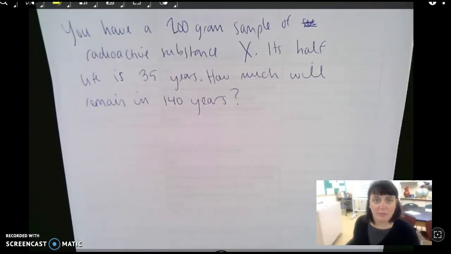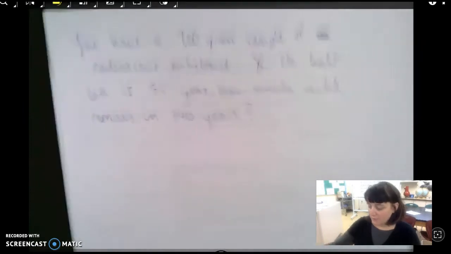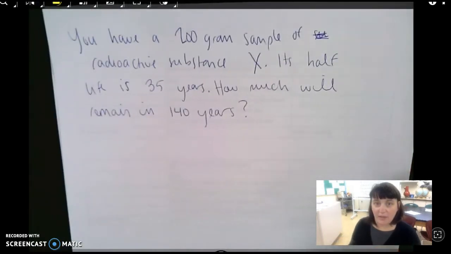Hey everyone, I'm just here to help you review some of the half-life problems that we've been going over. I'm using a little webcam here, and I'm just going to go through two problems for you, just to remind you what they look like, and hopefully this will be helpful for you. So our first problem is this.